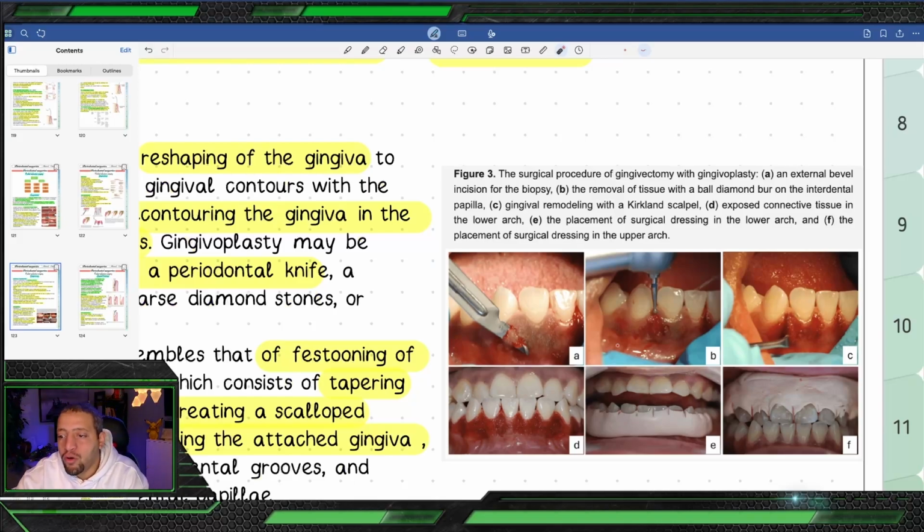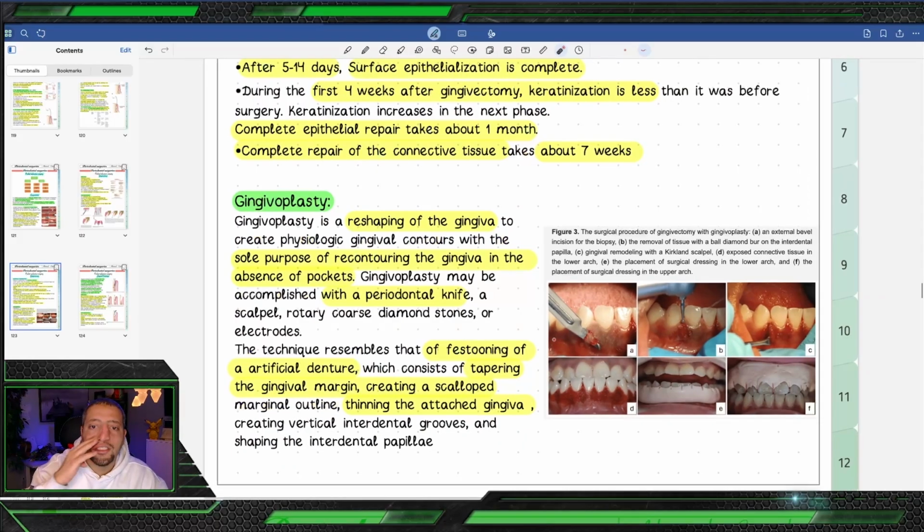So why are we going to do this? We are going to do that if the patient is suffering from some aesthetic problem. He doesn't like this color in his gum. So we're going to cut some gum, and this is plasty. We're going to just shave the gum. It's not going to be an internal or external bevel, no.